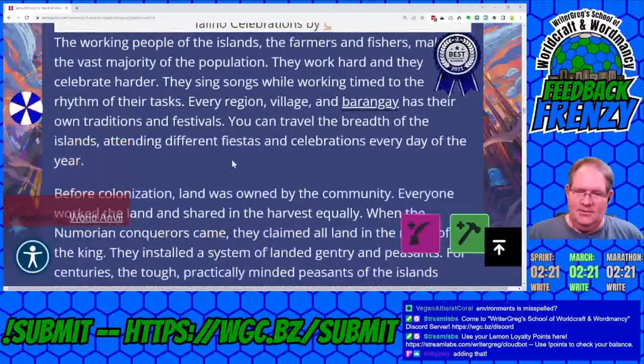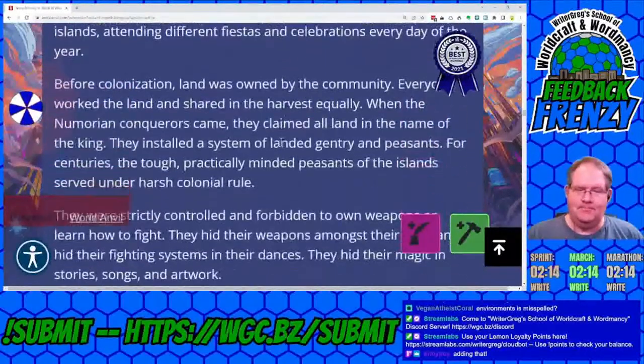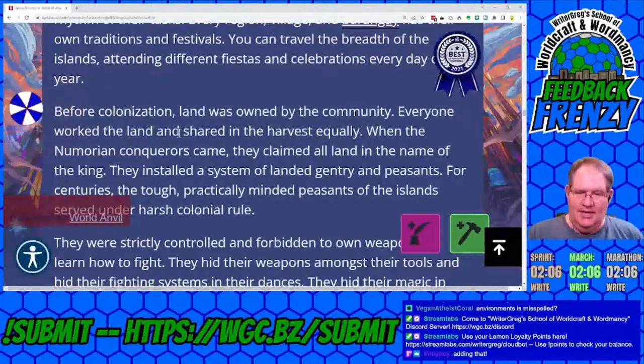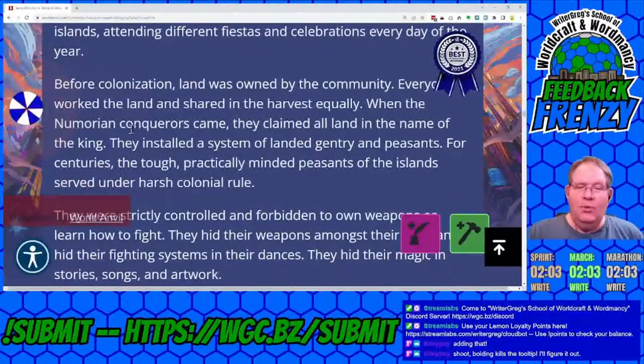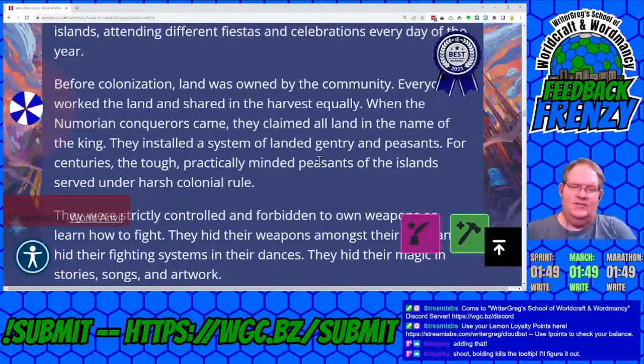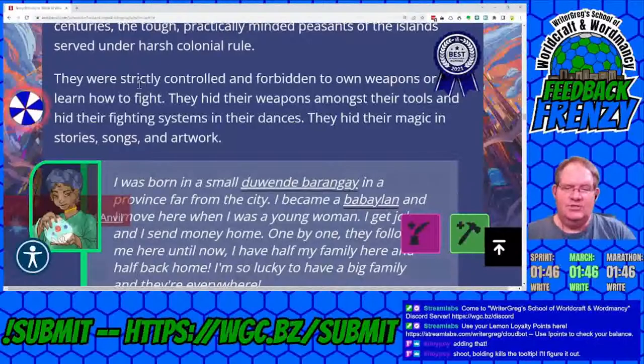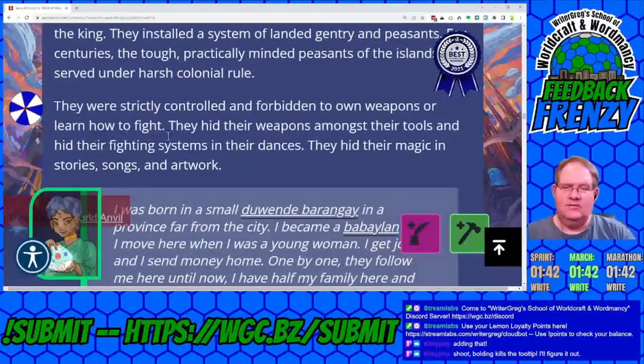has their own traditions and festivals. You can travel the breadth of the islands, attending different fiestas and celebrations every day of the year. Before colonization, land was owned by the company. Everyone worked the land and shared in the harvest equally. When the Numorian conquerors came, they claimed all land in the name of the king. They installed a system of landed gentry and peasants. For centuries, the tough, practical-minded peasants of the islands served under harsh colonial rule. They were strictly controlled and forbidden to own weapons or learn how to fight. They hid their weapons amongst their tools and hid their fighting systems in their dances. They hid their magic in stories, songs, and artwork.